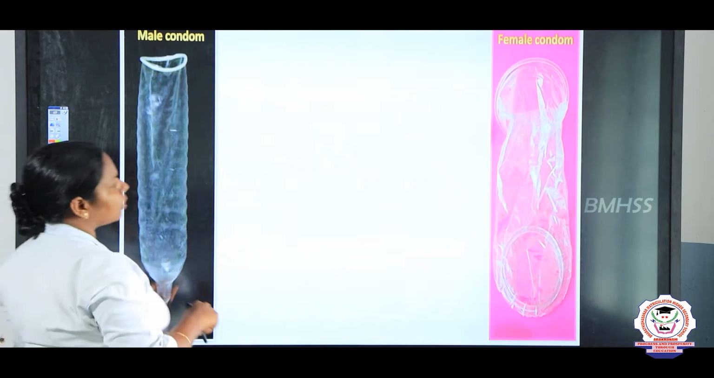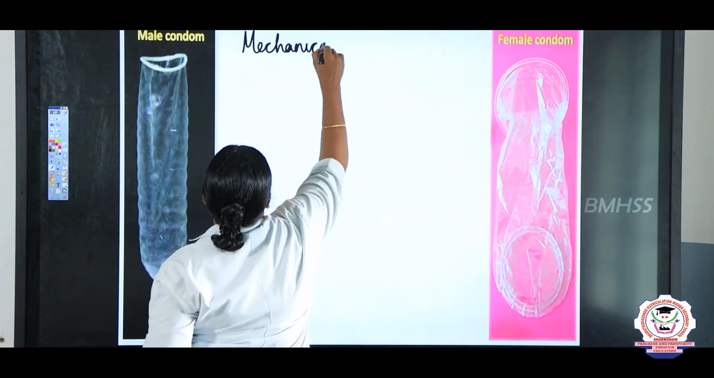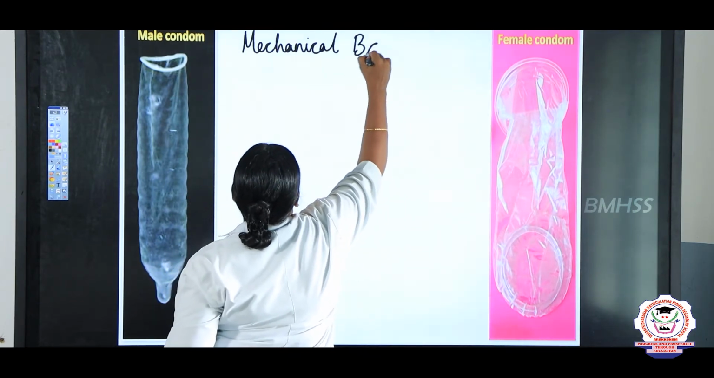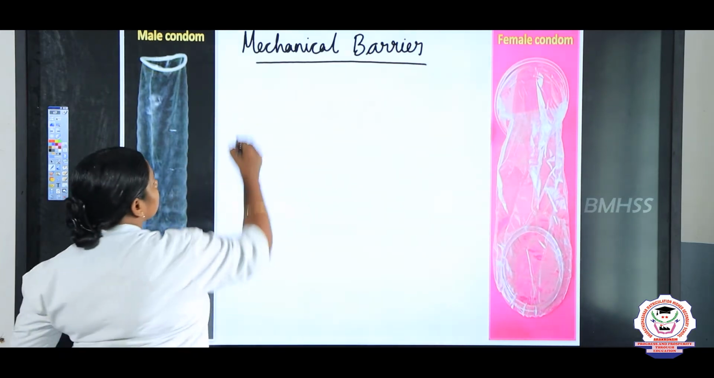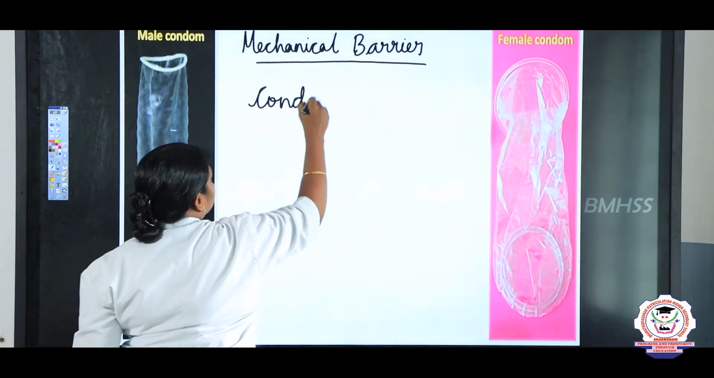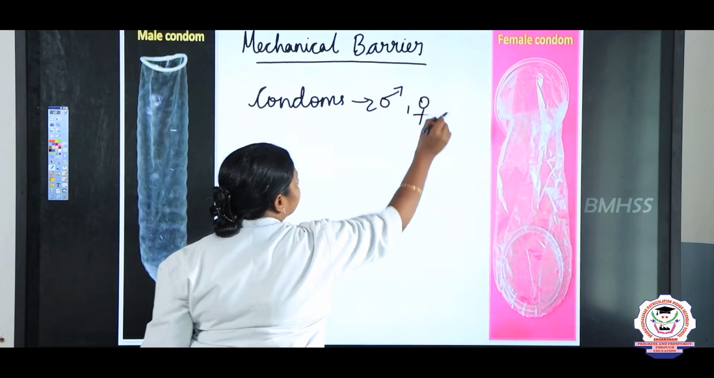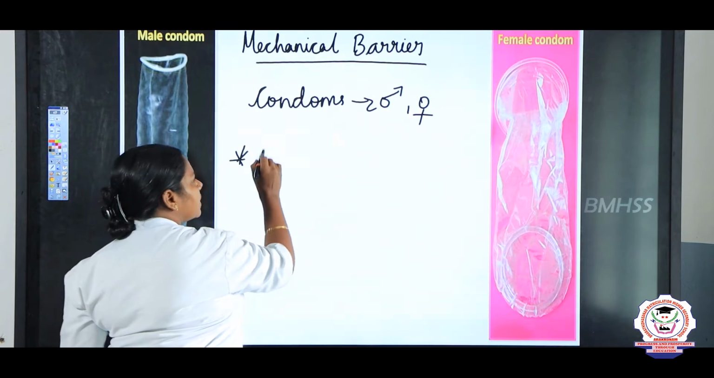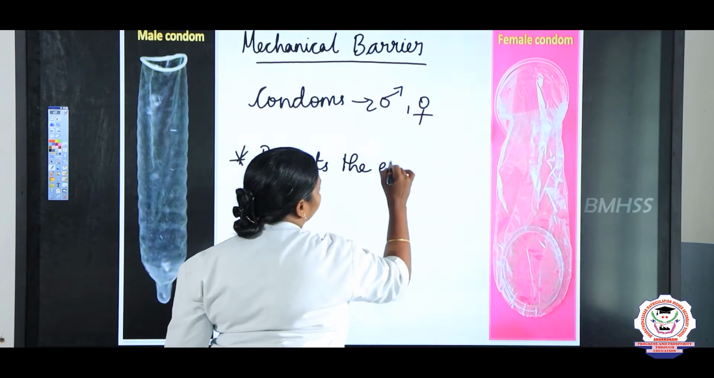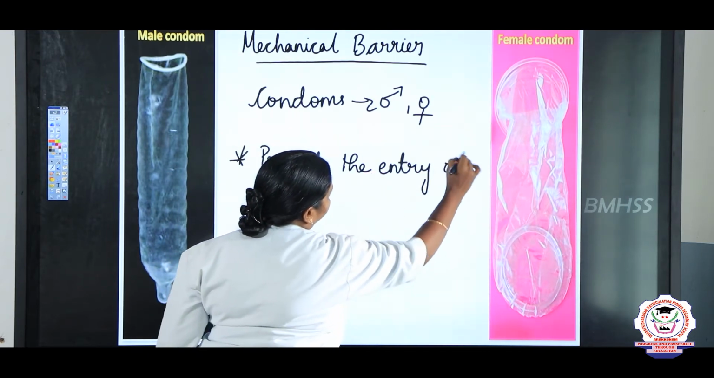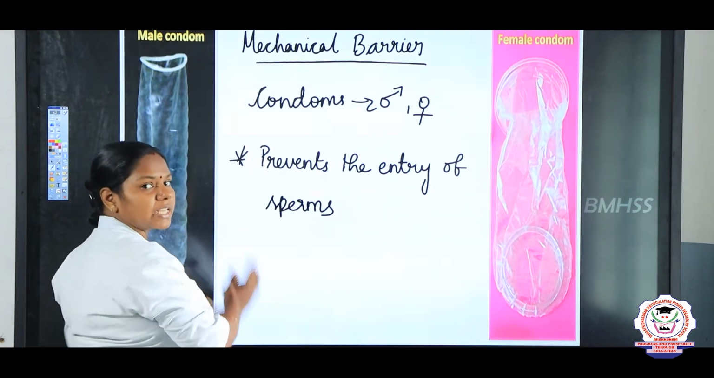Next we are going to study the mechanical barriers. The main example for the mechanical barriers is the condom. Condoms are used both by males as well as females, right? What is the main role of it? It prevents the entry of sperms into the female tract, so fertilization is avoided.